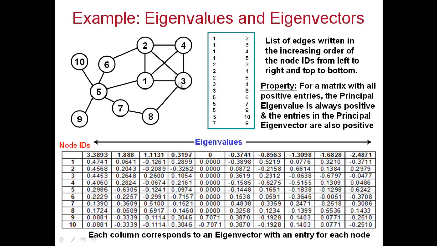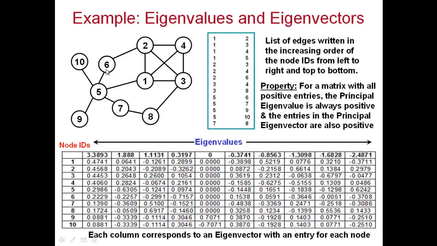Then for 3, there's no need to write 3, 1 or 3, 2. Just write 3, 4 and 3, 8. So basically a vertex and its higher ID neighbor. Then for 4, all its neighbors are lower ID neighbors. So you don't need to write any edge for 4, because all those edges associated with 4 are already captured. Then 5, I don't need to write 5, 1, because 1 is a lower ID neighbor already captured here. So write 5, 6, 5, 7, 5, 9 and 5, 10.